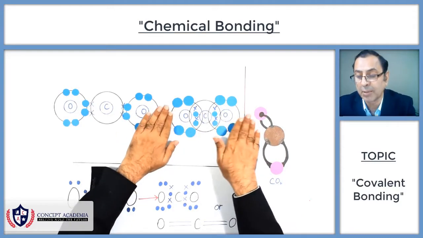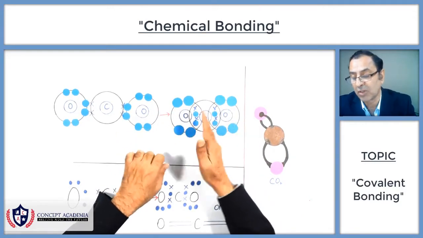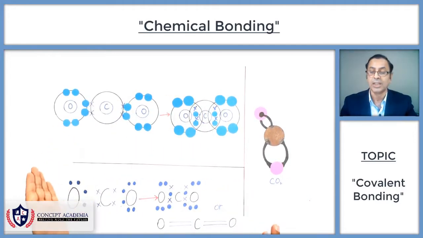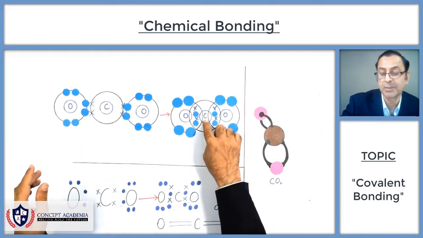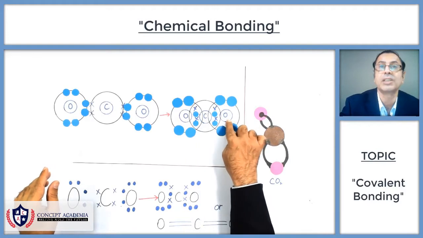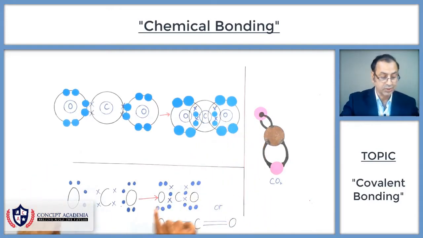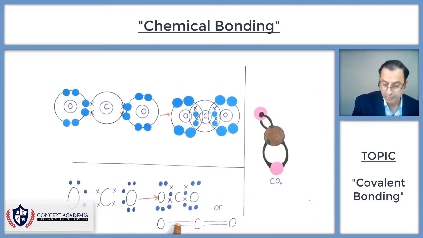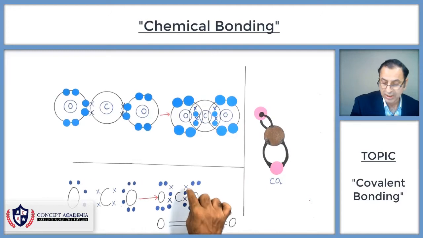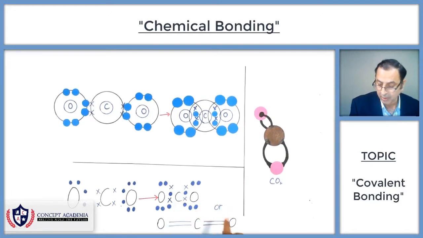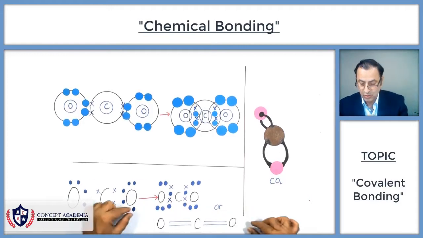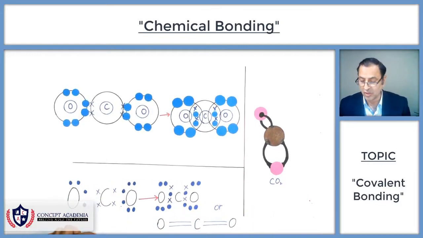So there is a double covalent bond between carbon and oxygen on this side, and a double covalent bond between carbon and oxygen on this side. Carbon is making 4 bonds, and each oxygen is making 2 bonds. And this structure is a linear structure.